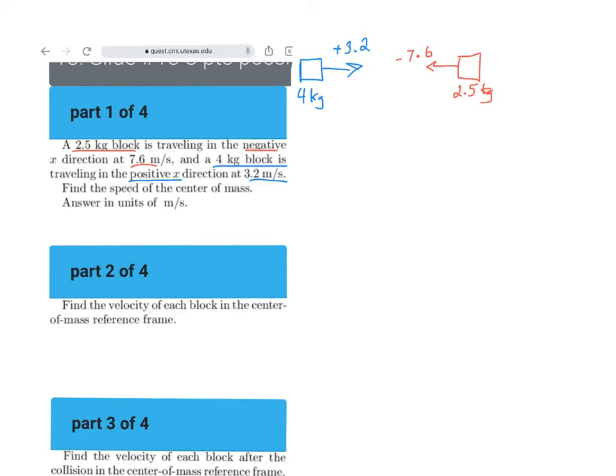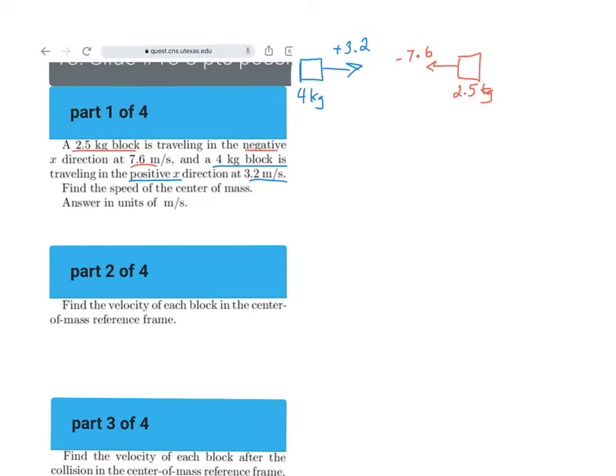All right, slide 13 is going to be a reminder of how to solve for elastic collisions from the frame of reference of the center of mass of the system. It's essentially the 4 parts that we need to go through to figure out what the final velocities will be after the collision. So part 1 has us finding the speed of the center of mass.